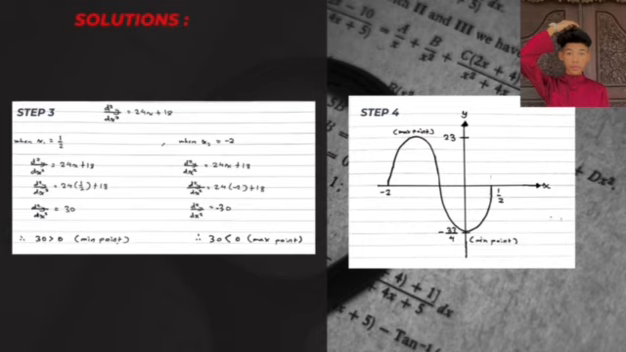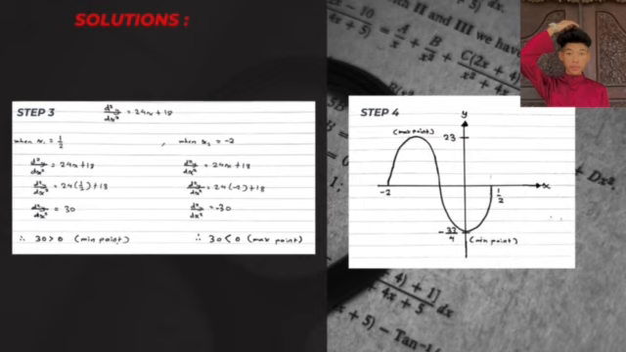Meanwhile, when x2 equals −2, d²y/dx² equals 24(−2) + 18. So the answer is d²y/dx² equals −30. So −30 is less than 0. So this is the maximum point.